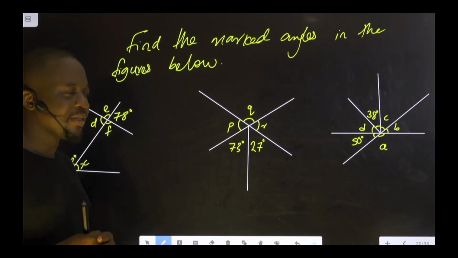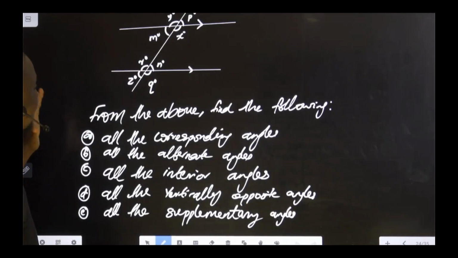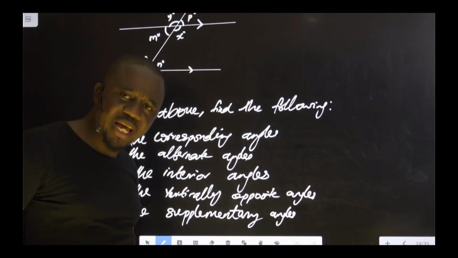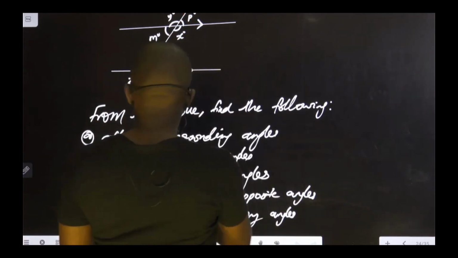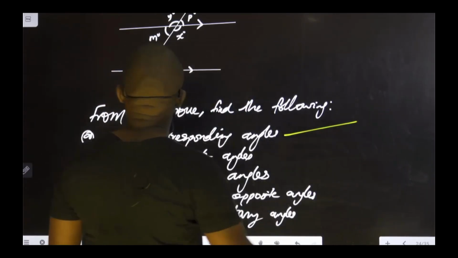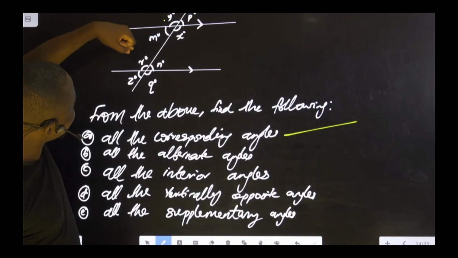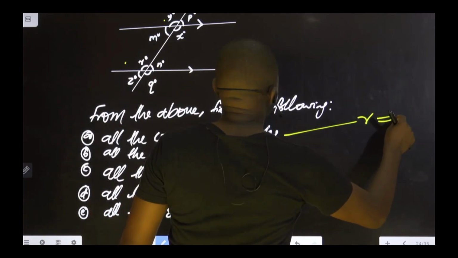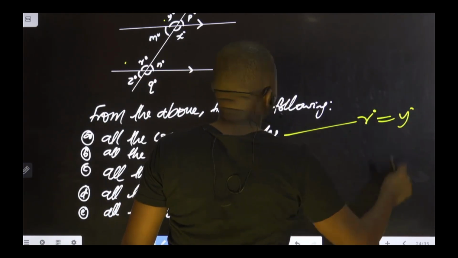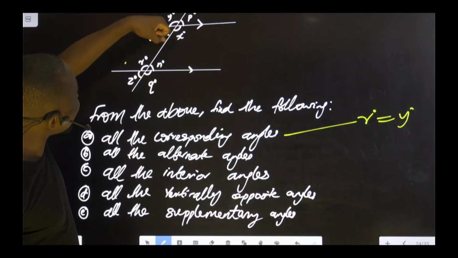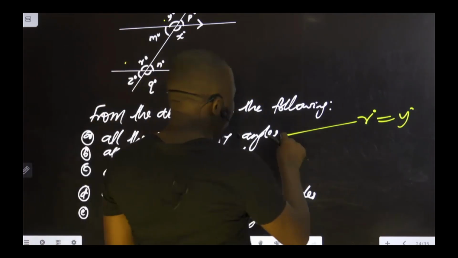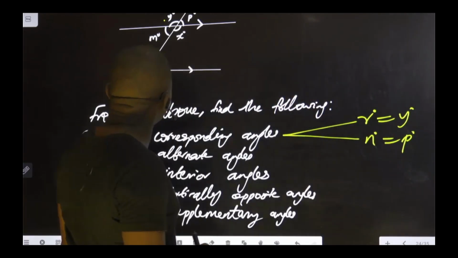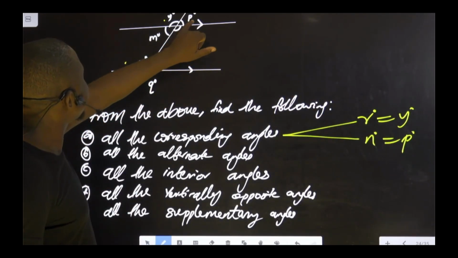Okay? Thank you. Look at this. It says, from the above, find the corresponding angles. So we're going to come here now, A, to find the corresponding angles. This and this are corresponding angles. So R is equal to Y. Okay, these two, they are corresponding angles. N and P are also corresponding angles. N equals P. That is this and this.